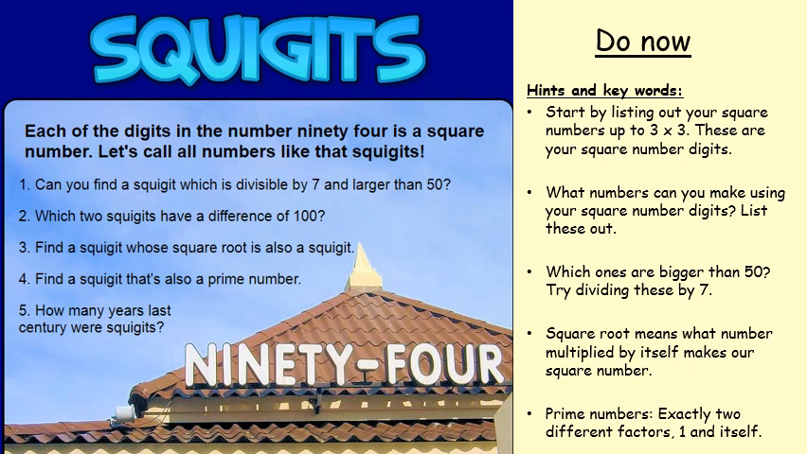This is your do now task. What I want you to do is work through the questions on this slide. So it says each of the digits in the number 94 is a square number. So a square number is a number multiplied by itself. So 1 times 1, the answer is 1. 1 is an example of a square number. 2 times 2 is 4. 4 is an example of a square number.